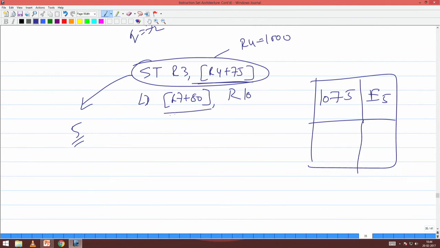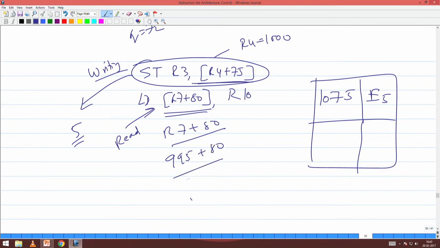Now, when this fellow wants to read from memory, this fellow is writing into memory, correct. I will calculate R7 plus 80. Now, suppose R7 is 500, so the answer would be 580. The moment I get 580, I will go to this content addressable memory and ask, hey Baba, is 580 there? That fellow will say no. That means there is no problem for me, right.